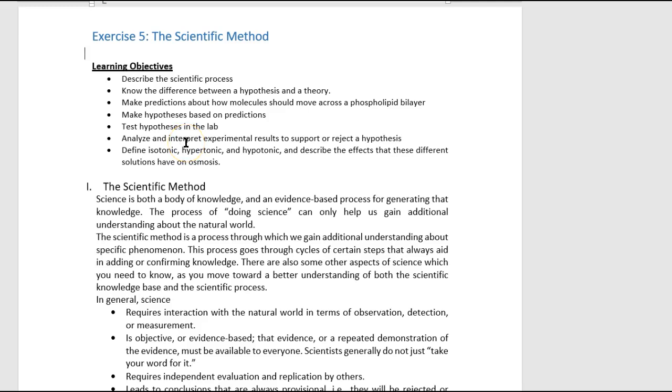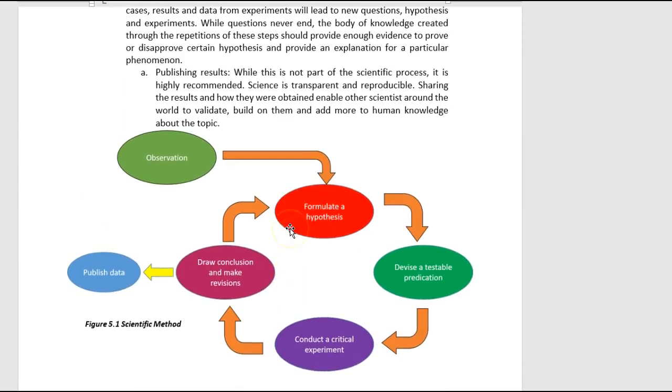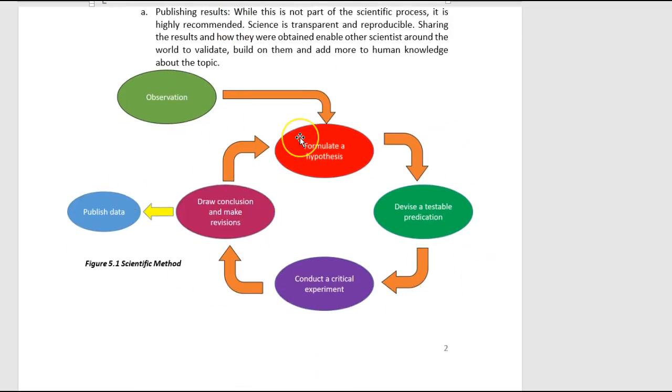This part is just learning the scientific method. It's pretty straightforward. This is the diagram, if you will, of the scientific method that Dr. Katja put in this lab guide when he wrote it. So it would be: start with observation, formulate a hypothesis, devise a testable prediction, conduct a critical experiment, draw conclusions.